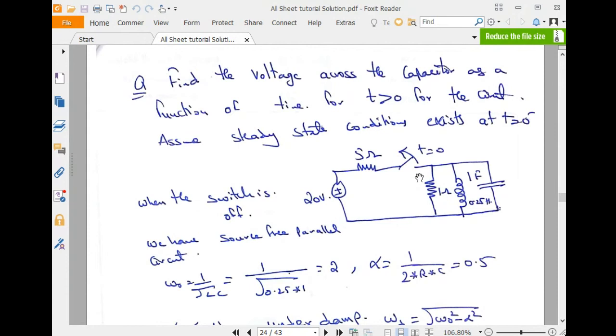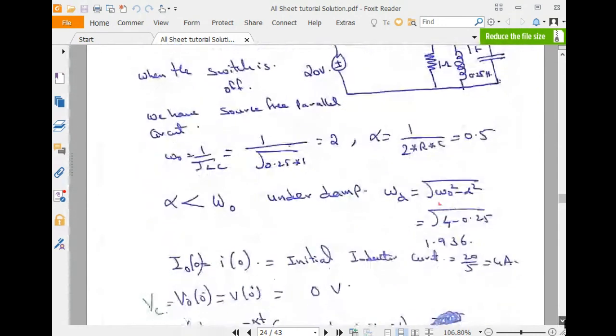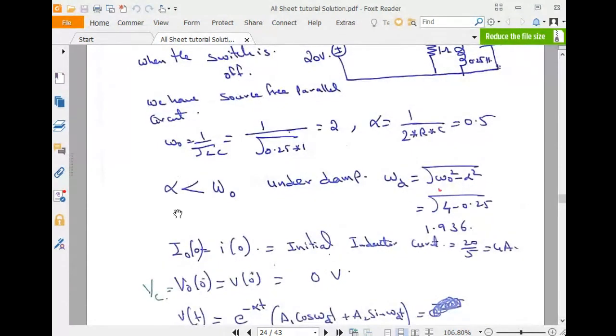Now before t equal to 0, the switch is connected to the source. Now find the value of omega naught and alpha. Same formula we have here, but the formula for alpha is different here. 1 by 2RC is the formula, and omega naught is 1 by root LC. Omega naught is same, alpha is different for parallel.